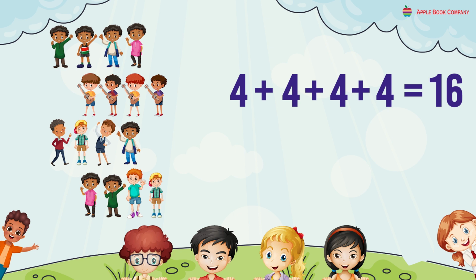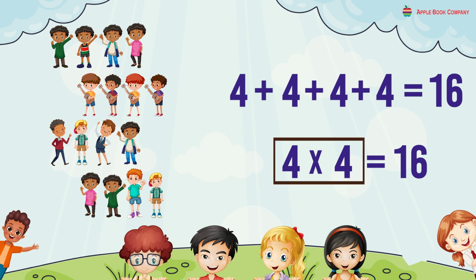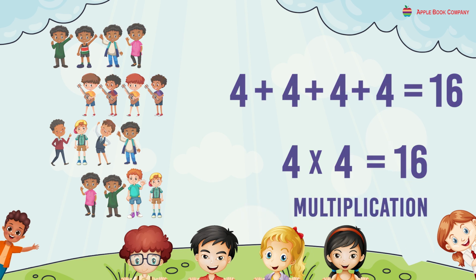We write it as 4 x 4 equal to 16. We say that 4 multiplied by 4 is equal to 16. In short, we say that 4 into 4 is equal to 16. So, 4 multiplied by 4 is equal to 16 is called a multiplication fact.